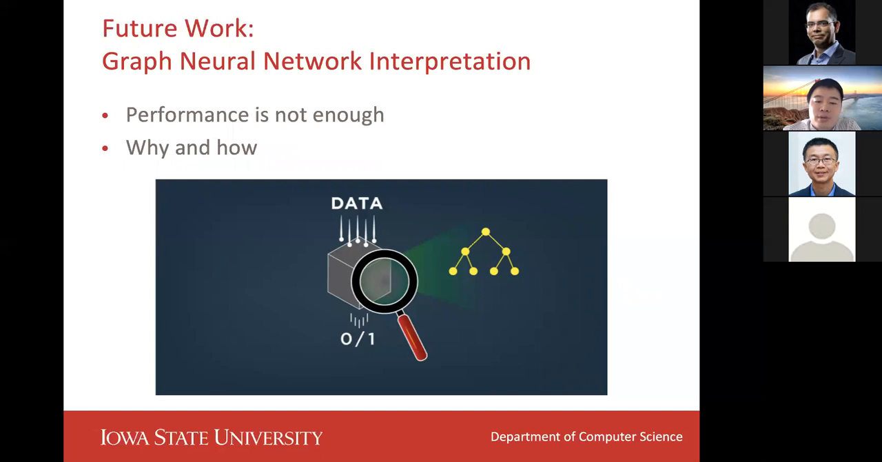Another future work will be the interpretation of graph neural networks. In some scenarios, we want to know why and how our model is making certain predictions. So performance alone is not enough. Since our model is trained on limited data, it cannot deal with all possible situations as expected. There must be some situations that it has never seen during the training process, and in some extreme situations, it can make totally wrong decisions. This is not acceptable, especially in critical applications like self-driving, where a single wrong decision will result in severe losses. So we want to know why our model is making such predictions, and we can help it avoid mistakes in some scenarios.